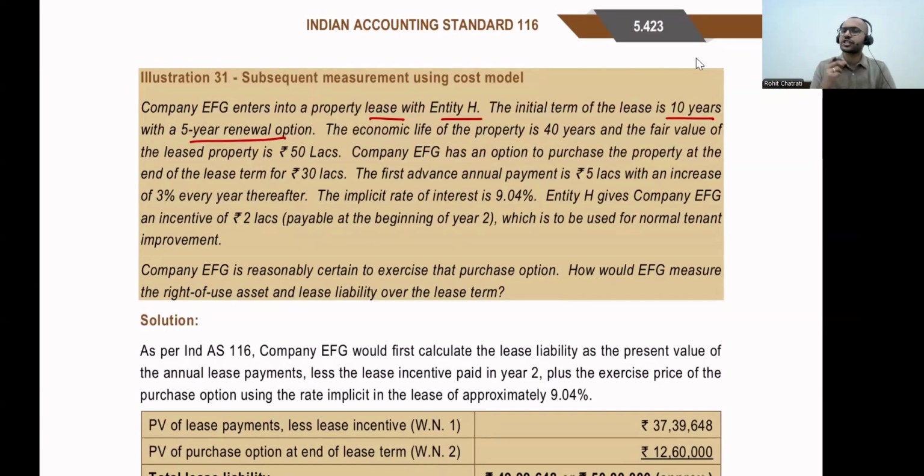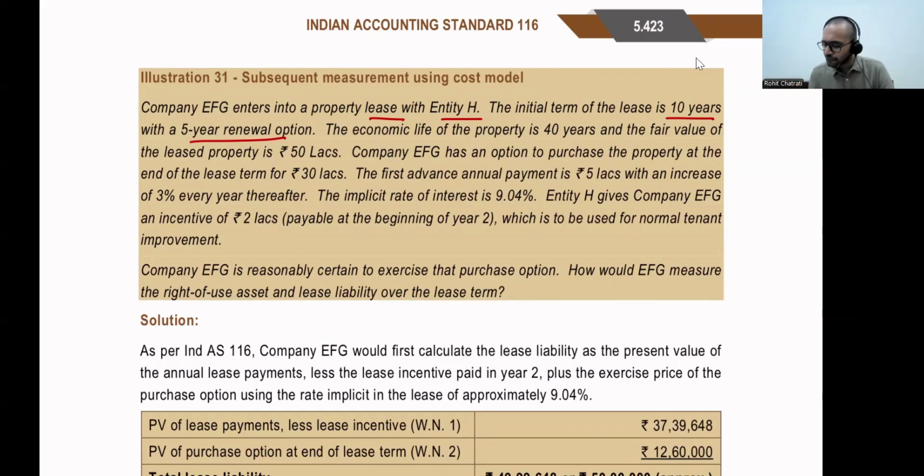When EFG and entity H are entering into the agreement, they have agreed that the term of the lease will be 10 years, but at the end of the 10th year, if both the parties agree, they can extend the lease for another period of 5 years. They have an option to extend it for a period of 5 years.